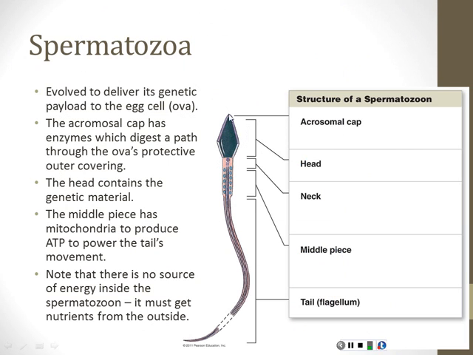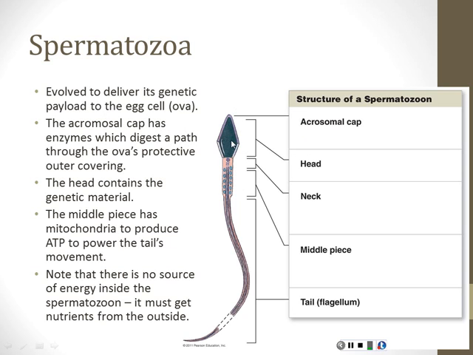Okay, so at the tip here, we have what's called the acrosome or the acrosomal cap. The ova, after ovulation, has a protective covering around it. And in order for a sperm to get into the ova cell, into that cell membrane, it has to eat its way through or digest its way through this protective outer covering. And the acrosome, which is up here at the tip, has enzymes that do just that, that eat the protective covering of the ova. All right, so that's at the top.